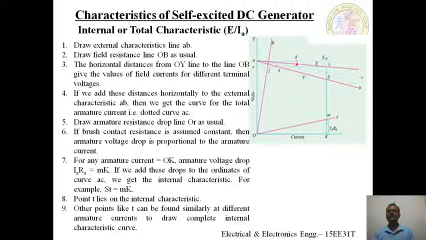We get the point T. That is, ST equal to MK. The point T lies on the internal characteristic curve. Like that, we get one point. Similarly, we can find different points for different armature currents to draw the complete internal characteristic curve.